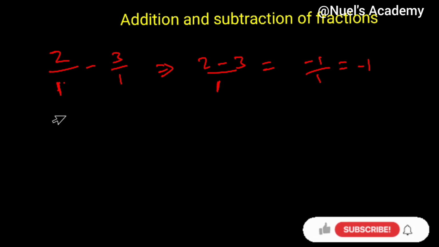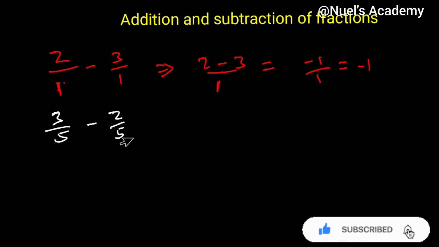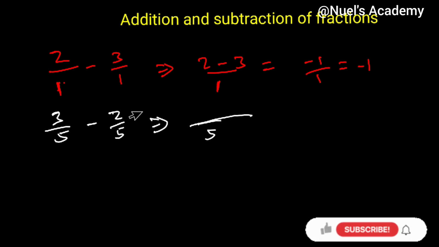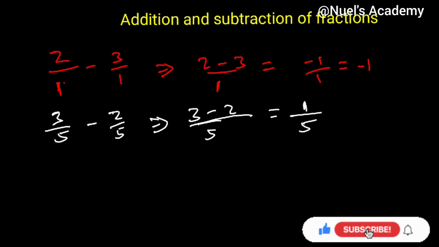Okay, so let's look at another one. As when you have 3 over 5 minus 2 over 5. Since they have common denominators, we are going to pick one of the denominators and then subtract the numerators in their order. So we have 3 minus 2. So 3 minus 2 is equal to 1, and then over 5 is the answer. So this is the answer.